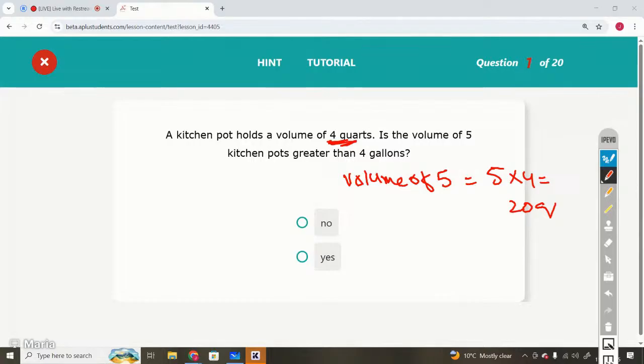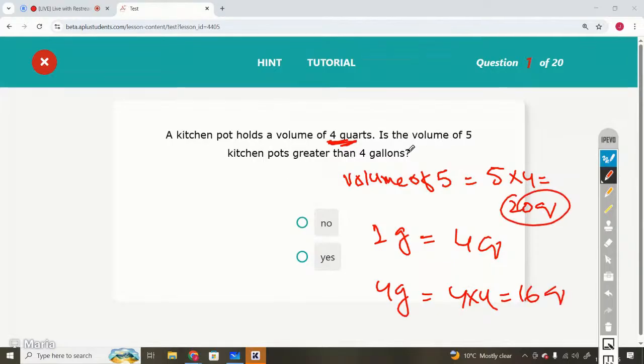Now we are going to see 4 gallons equal how many quarts. So 1 gallon equal how many quarts? 1 gallon is equal to 4 quarts, right? So 4 gallons equal 4 times 4, that is 16 quarts. Now we are going to see whether the volume of 5 kitchen pots is greater than 4 gallons.